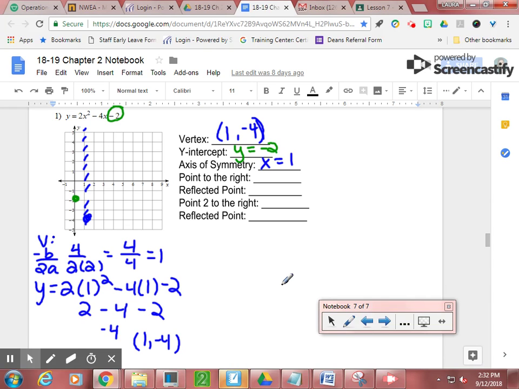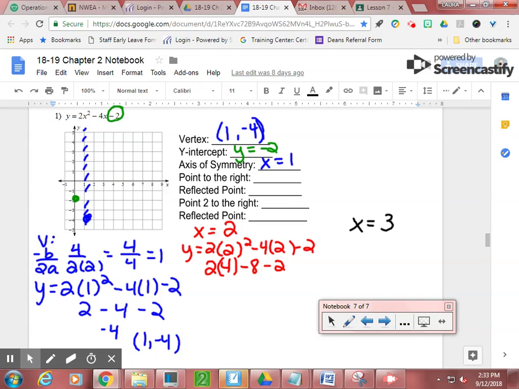So we want a point to the right. If our x value starts at 1, a point directly to the right is at x equals 2. And then we're going to want a point 2 to the right. Well, 2 to the right is going to be at x equals 3. Okay, so we started at 1, now we're going to 2 and 3. So we're going to plug 2 into the equation. So y equals 2 times 2 squared, minus 4 times 2, minus 2. So this is 2 times 4 minus 8 minus 2. So 8 minus 8 minus 2 is negative 2. So my first point to the right is 2, negative 2. So I graph that over 2 and down 2.